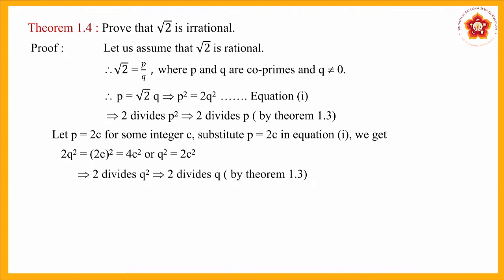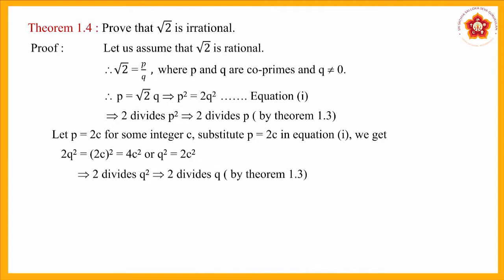Let us assume that root 2 is rational. Then root 2 can be written in the form of p by q, where p and q are co-primes and q is not equal to 0. Therefore, if you cross multiply, you will get p equal to root 2 q. That implies p square is equal to 2q square. Let us call this equation 1. That implies 2 divides p square, that implies 2 divides p by theorem 1.3.